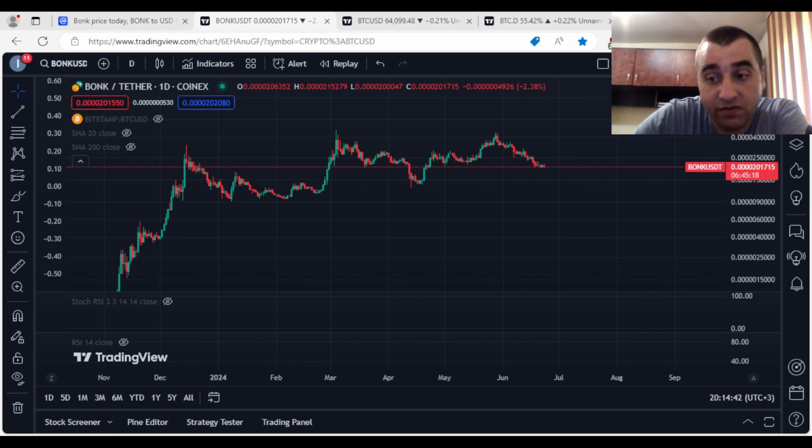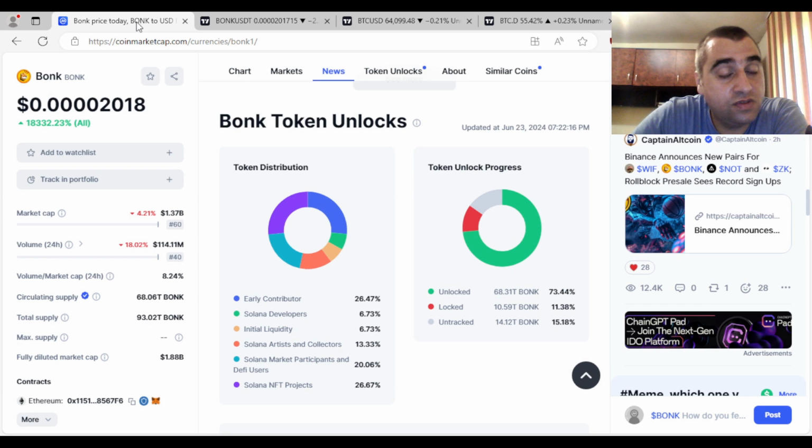Today it is 23rd June 2024 and right now BONK is at about 0.00002018 US dollars. The market cap is around 1.37 billion US dollars, and the volume in the last 24 hours is 114.11 million dollars. It has an impressive market cap, but since last time you can see very clearly here, if you watch my previous video, that there is a downfall in the market cap and also in the volume in the last 24 hours.